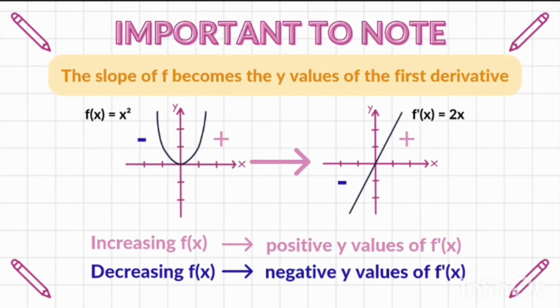This exemplifies the fact that the slope of f becomes the y values of the first derivative. As you can see once again in this example, when f(x) is increasing, the y values of the first derivative are positive, and when f(x) is decreasing, the y values of the first derivative are negative.